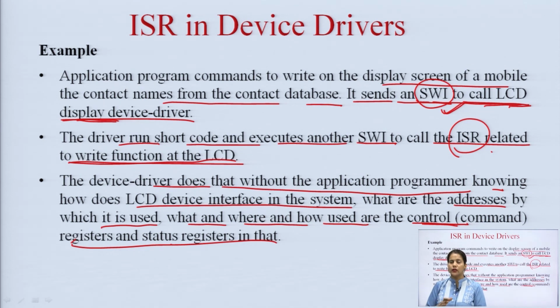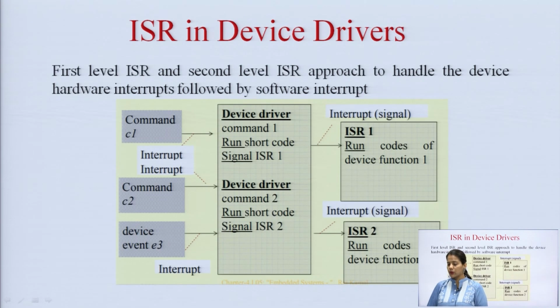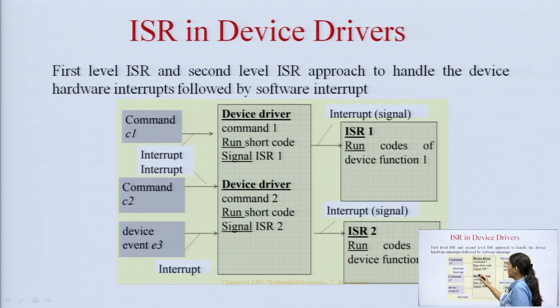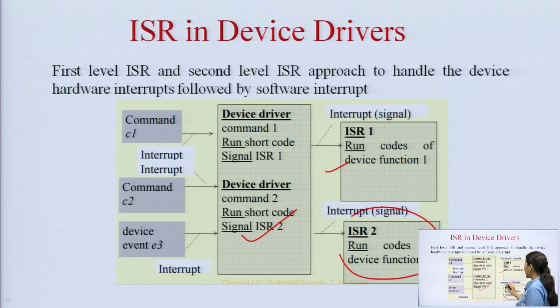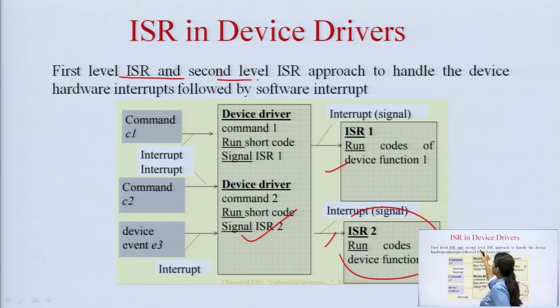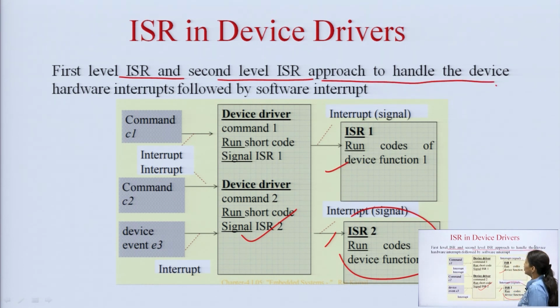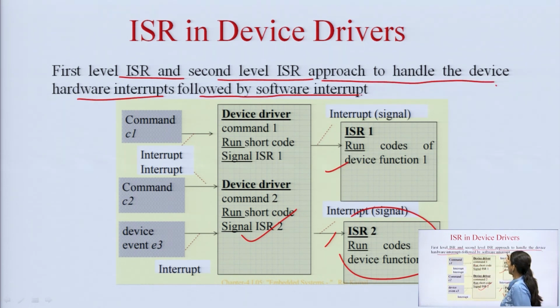This is how nested interrupts take place, and this is what is depicted by this figure. We gave a command to one driver, and that particular device driver runs another interrupt signal. Similarly, this command is given to another driver, and again the device driver sends an interrupt signal to another program, that is another interrupt service routine. So, this is how the first level ISR and the second level ISR approach to handle the device hardware interrupts followed by the software interrupts.